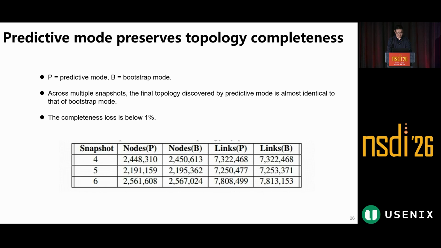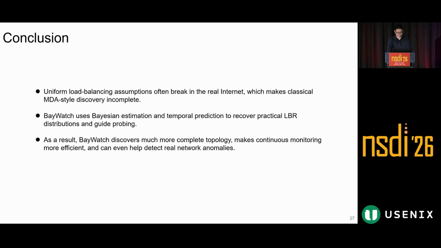A natural concern is whether predictive mode might miss too much topology. This table shows that the answer is no. Across these snapshots, the final node and link counts are almost identical, so prediction helps us start from a much better prior, but it does not significantly change the final topology we recover. The completeness loss is below 1%.